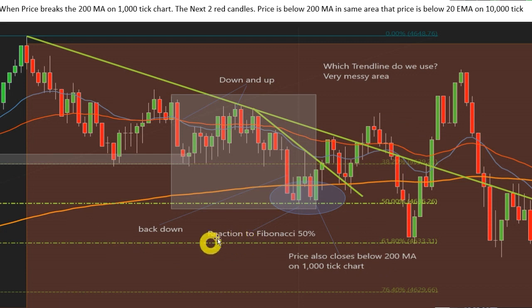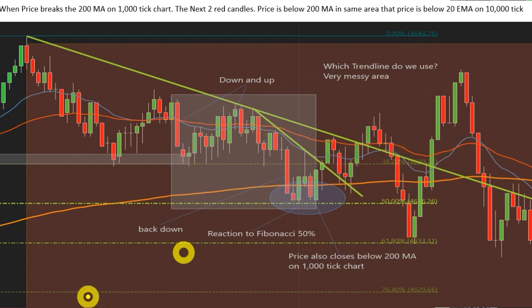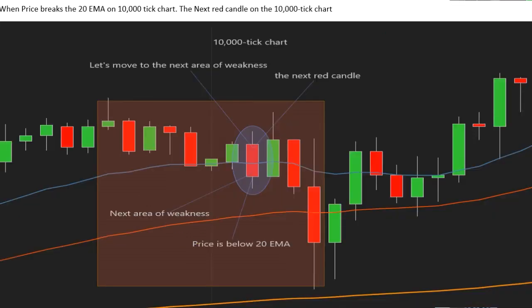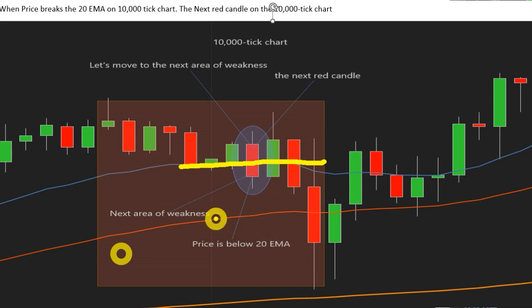Okay, so let's look at what's happening on the 1,000 here real quick. We had that down and back up and down again. It tries to go up a little bit and has a big crash. What does that look like on the 10,000 tick chart? Let's take a look at that. On the 10,000 tick chart, we have this right here. We have the down and back up, down, and then it tries to go up and it crashes. That's where we're at right now, okay? It's clearly closed below the 20 EMA, okay? So that's what we're looking at on the 10,000 tick chart.